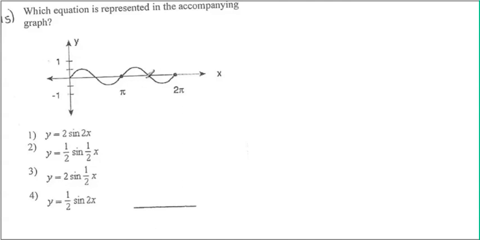How about here? Within 2 pi, we have 2 cycles. As you can see, it looks like a sine function. That means we have to have choice either 1 or 4. But it goes as high as half and as low as negative half. Therefore, choice 4 will be our final answer.